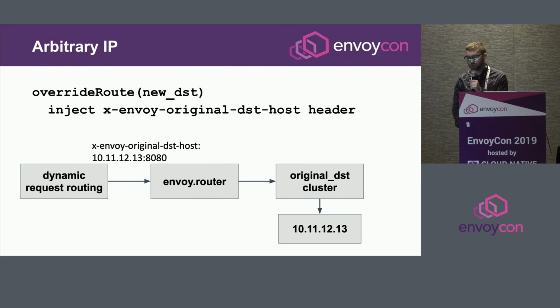It's called the original dest cluster, or the original dest functionality, I guess. And we can use this. We could just build right on top of this. So we can inject the Envoy original dest host header. It's kind of long, but it basically says, instead of going to this one place, go to another place. And the way it does this is it kind of on the fly generates an endpoint and redirects the traffic there.